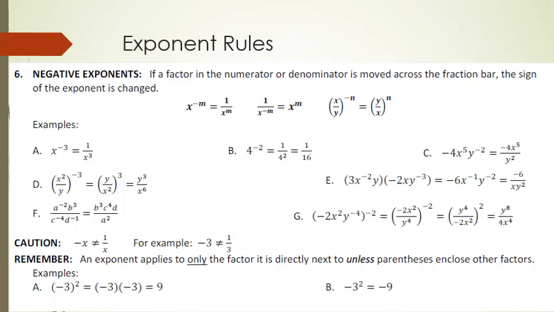So as you can see in our examples, for part A, x to the negative 3 is equal to 1 over x cubed. For part B, we have 4 to the negative 2, which is the same thing as 1 over 4 squared, and that equals 1 over 16.